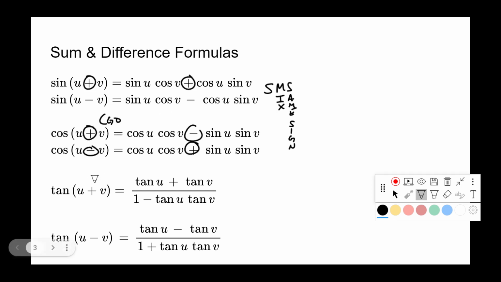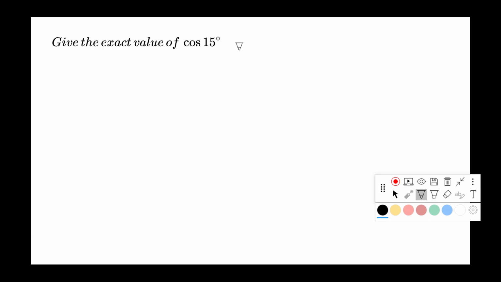And then for tangent, the sign that's here stays consistent up top, and then on the bottom it switches. So whatever sign you use up top, use the opposite one on the bottom. And same thing here, minus here, minus there, plus on the bottom. All right, so let's take a look at how we can use these. We'll use it both in degrees and radians.